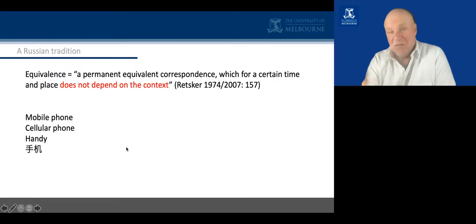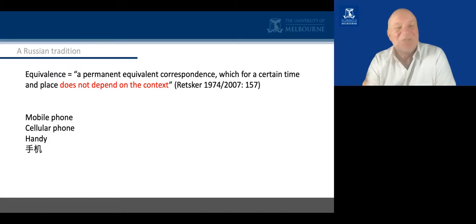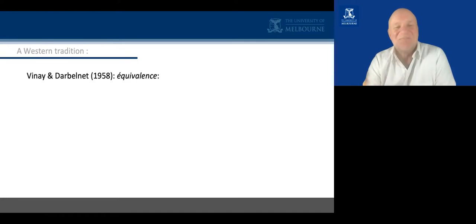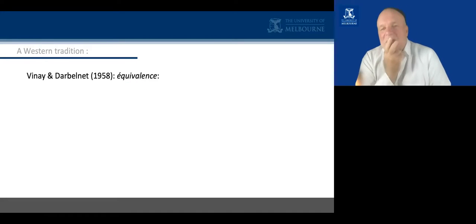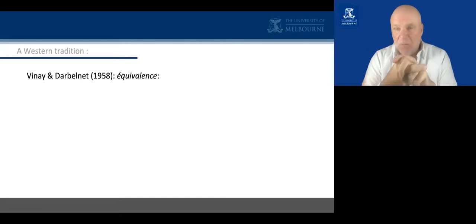But if you think about it, the Handy is a very creative kind of equivalent. You know, they've thought about it and adapted to a different view of the function. In the Western tradition, the most important work was by these two people, Vinay and Darbelnet, published in French in 1958. These were two French linguists in Canada.